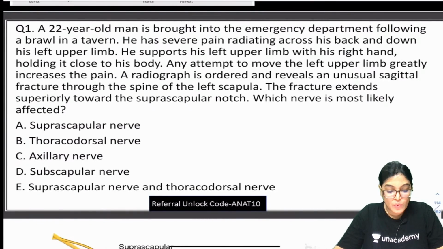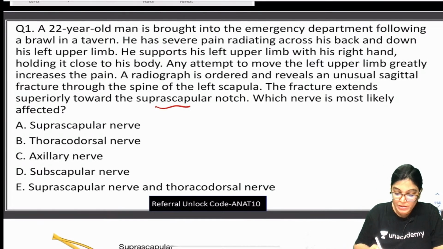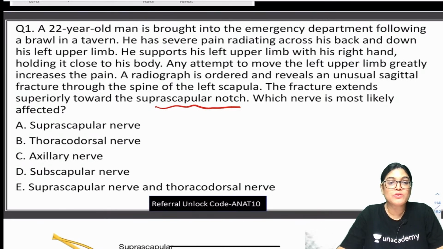A 22-year-old man is brought into the emergency department following a brawl in the tavern, and he has severe pain radiating across his back and down his left upper limb. He supports his left upper limb with the right hand, holding it very close to the body. Any attempt to move the left upper limb greatly increases the pain. A radiograph is ordered and reveals an unusual sagittal fracture of the spine of the left scapula. The fracture is extending superiorly to the suprascapular notch. This is the landmark which is given. Which of the following nerves would be damaged?